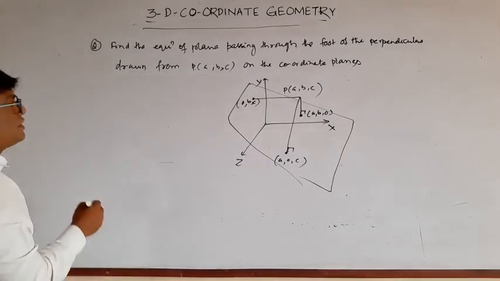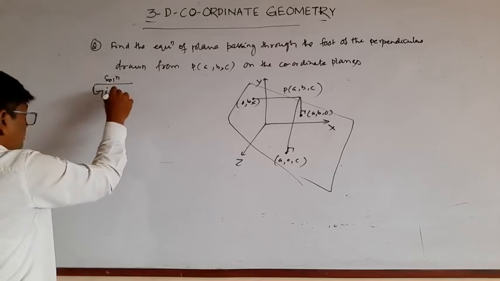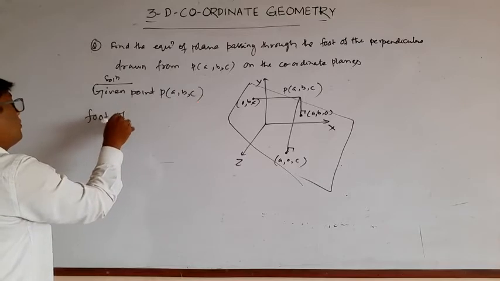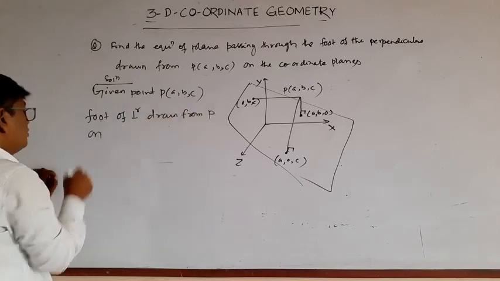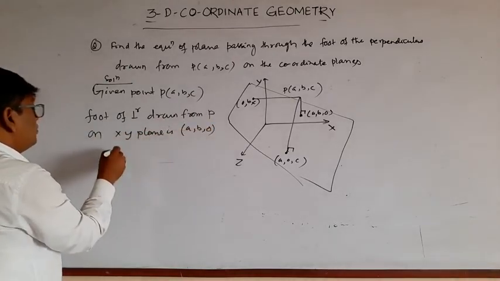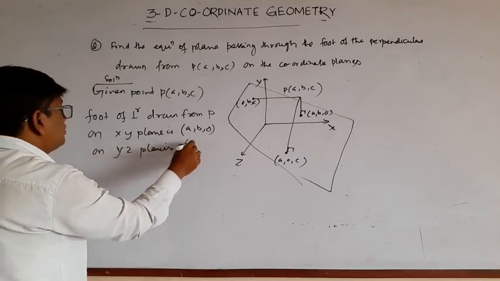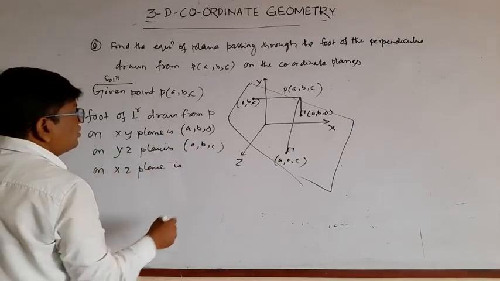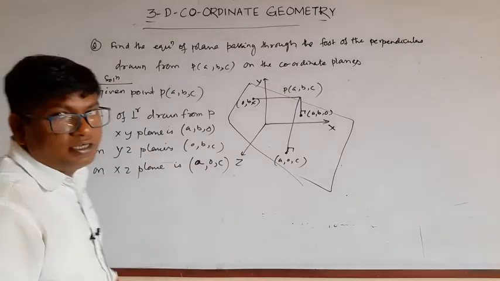Let's solve. Given the point P(a, b, c), the foot of the perpendicular drawn from P on the xy plane is a, b, 0; on the yz plane is 0, b, c; on the xz plane is a, 0, c.